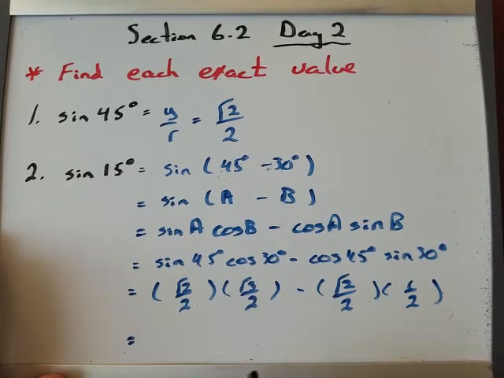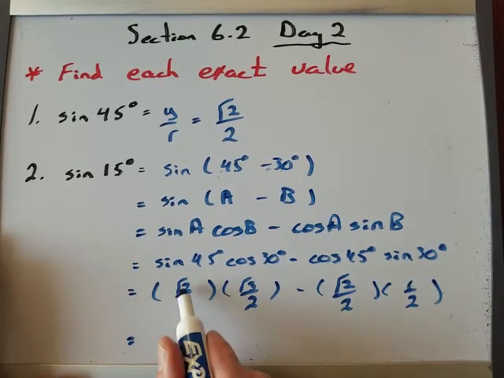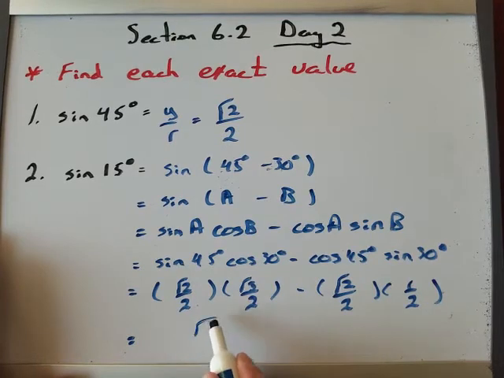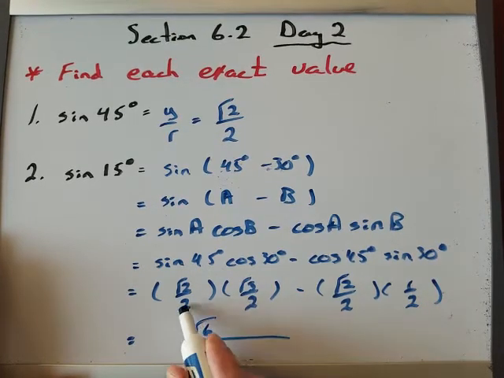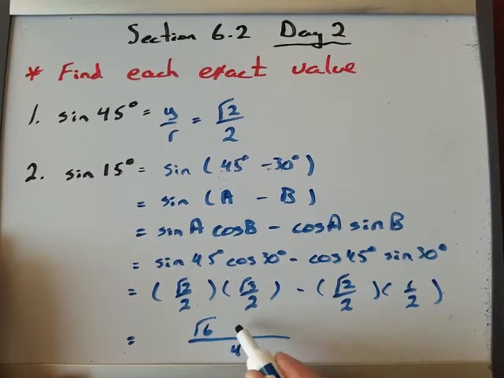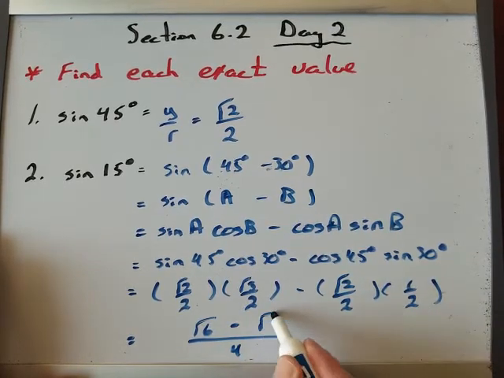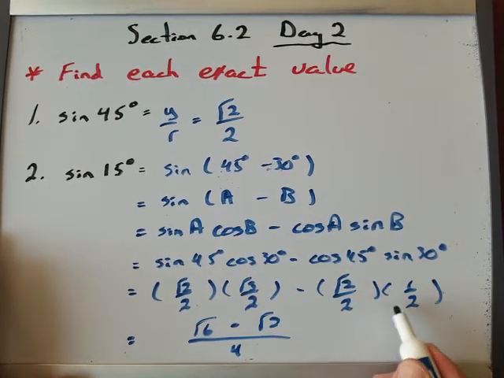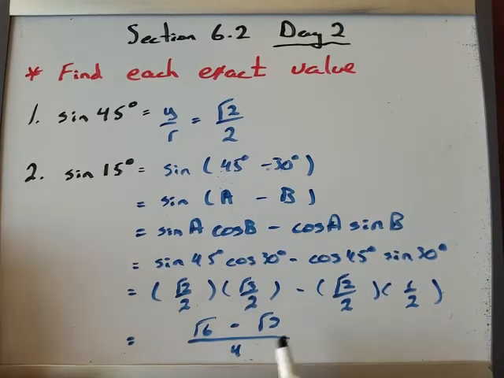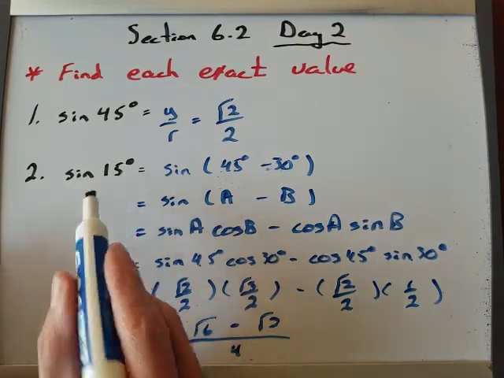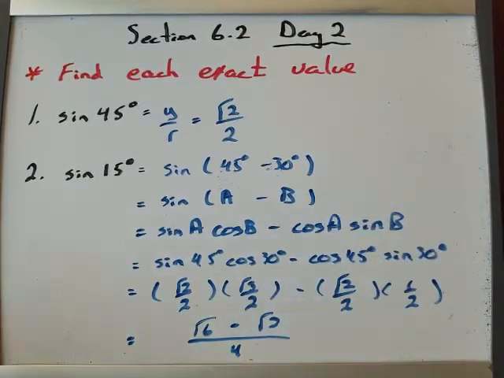Here's our grand finale. If I was going to multiply these two fractions, square root 2 times square root 3 is root 6. And then 2 times 2 is a 4. Root 2 times 1 is just a root 2, and then the denominator is a 4. Well, I can write it as a common denominator of 4. We are done. This is the exact value. If you were to type this into your calculator, square root 6 minus square root 2, divided by 4, it is the exact same as the sine of 15. And so this is now showing the power of the identities.